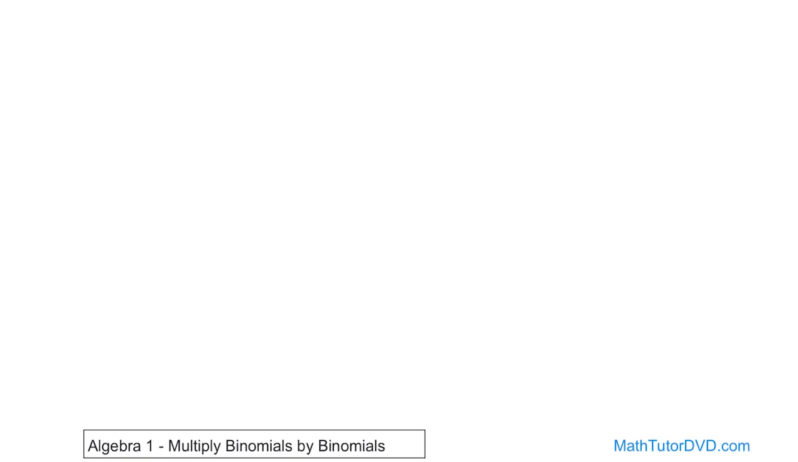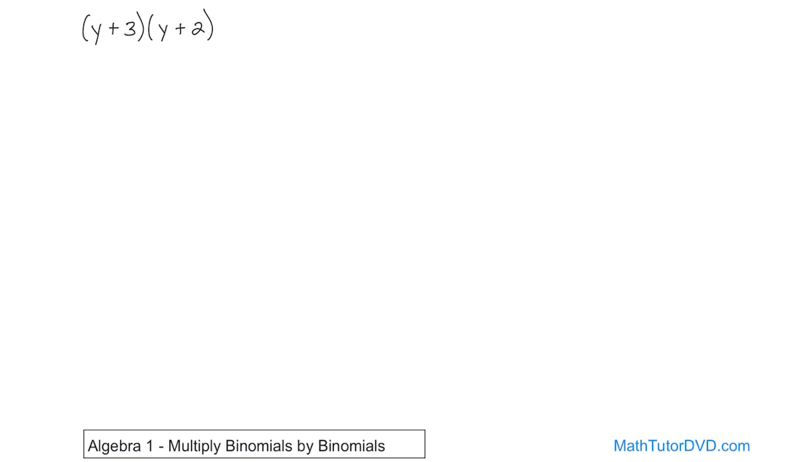So if we have, for instance, y plus 3, that's a binomial because it has two terms, okay? And we want to multiply that by another binomial, and let's say this one's y plus 2. So that's why we call this section multiplying binomials times binomials. So we have two terms surrounded by parentheses times another two terms surrounded by parentheses.